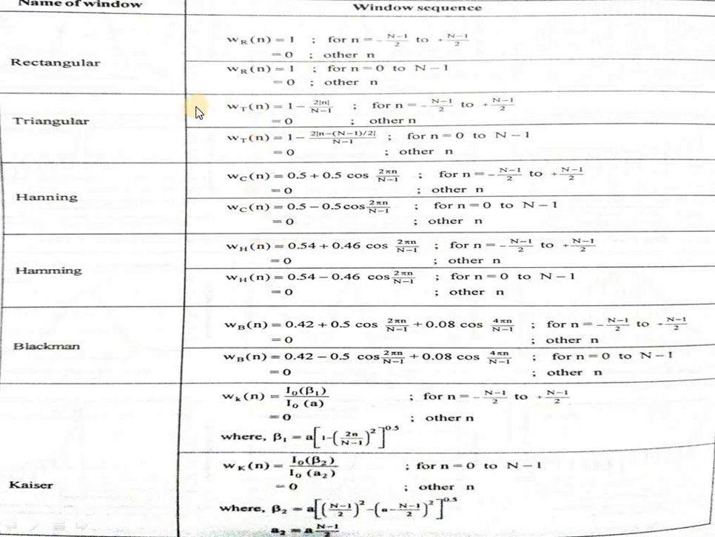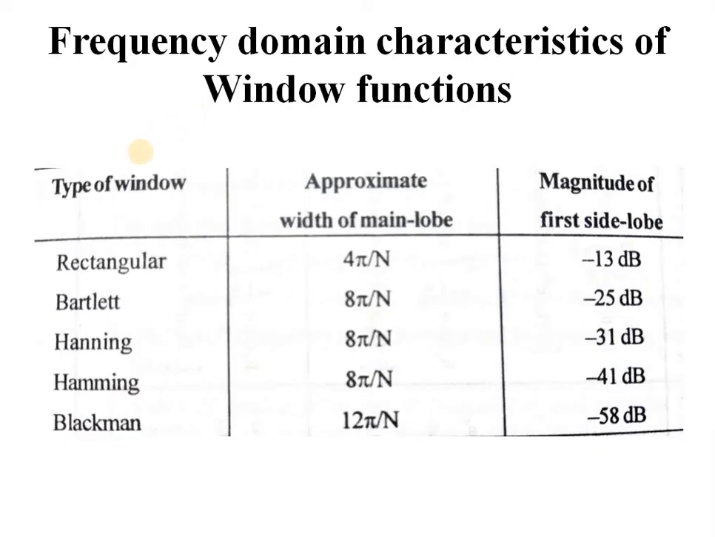Similarly, I would like to summarize the main lobe widths and the magnitudes of the first side lobe levels. These are the frequency domain characteristics of the windowing functions that we have observed. Based upon the magnitude response characteristics, the approximate main lobe width in the case of the rectangular window was 4 pi by N, and the magnitude of the first side lobe level is minus 13 dB.